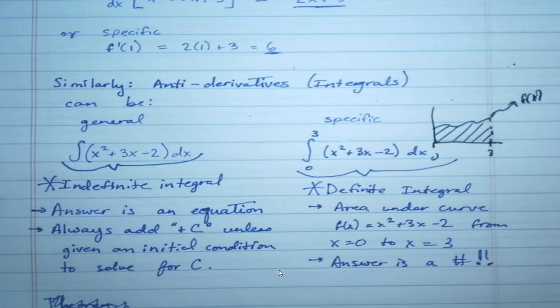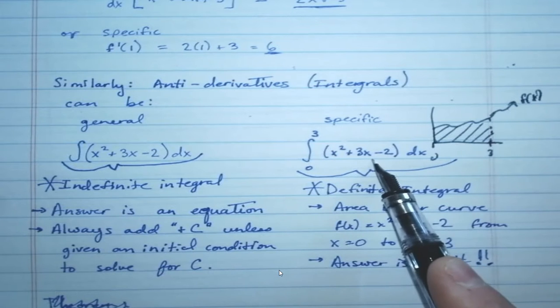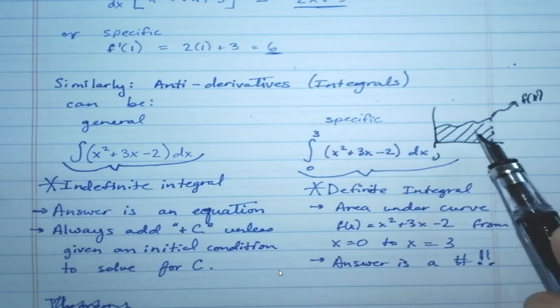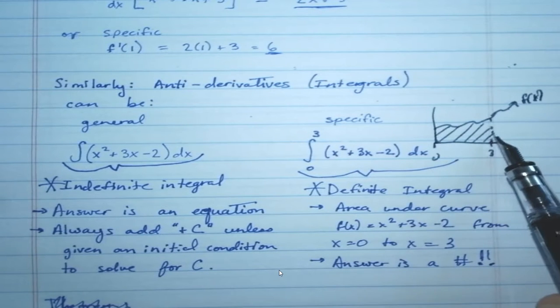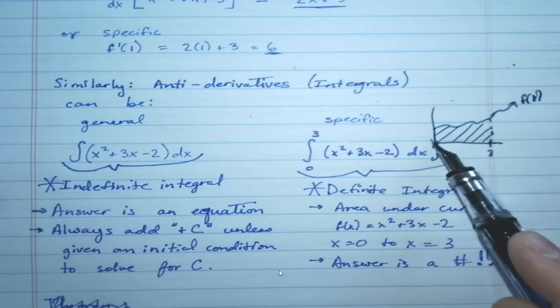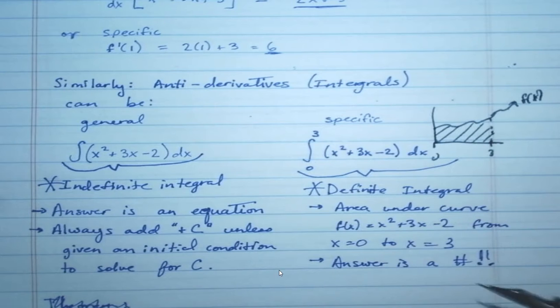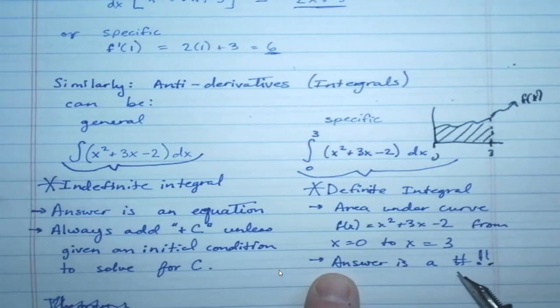And that can represent a bunch of things. If this is velocity, then this is the distance traveled. If this is marginal cost, then this is the total cost from 0 to 3 units. So it's the cost of 0 units plus the cost of 1 unit plus the cost of 2 units plus the cost of 3 units. It's very useful in a lot of science and business applications as well as engineering. So it gives you a total value, and this answer will always be a number. Keep that in mind.